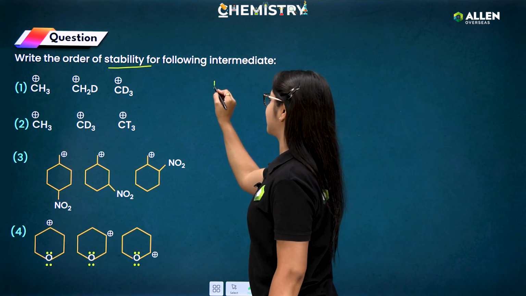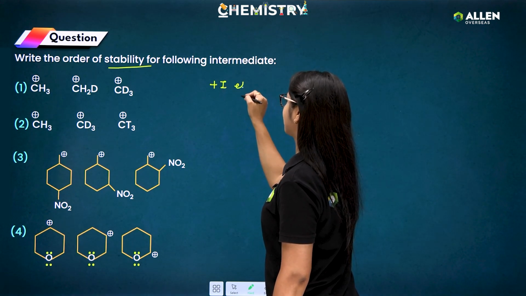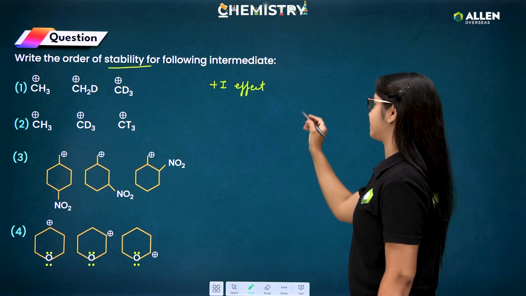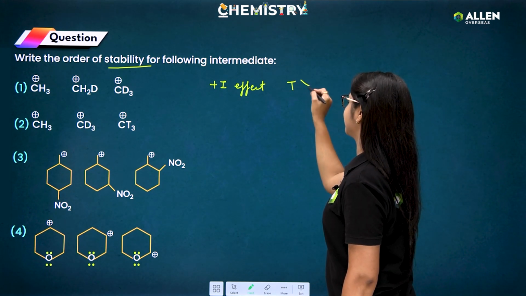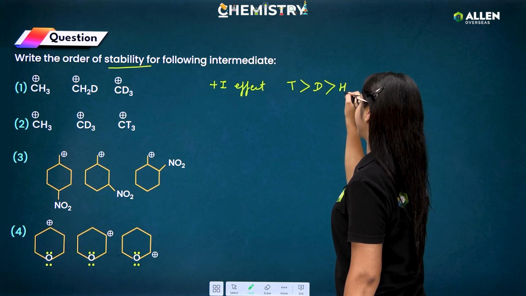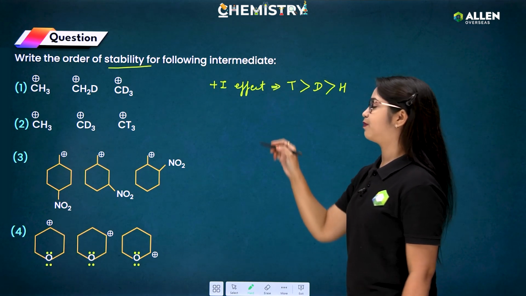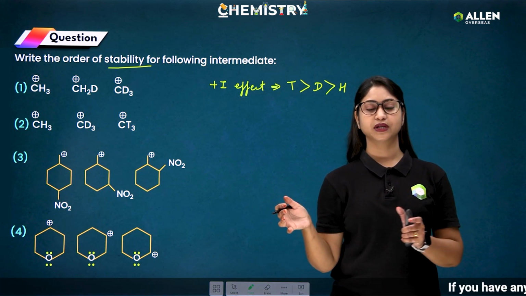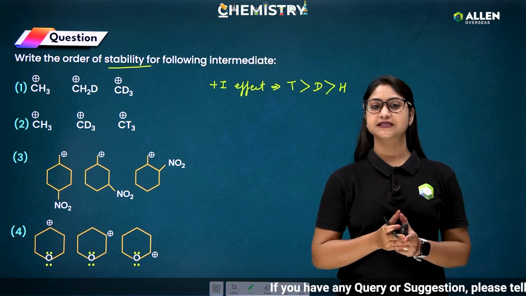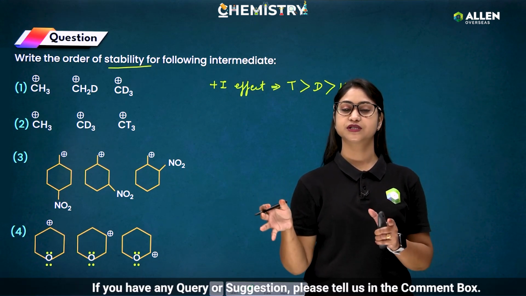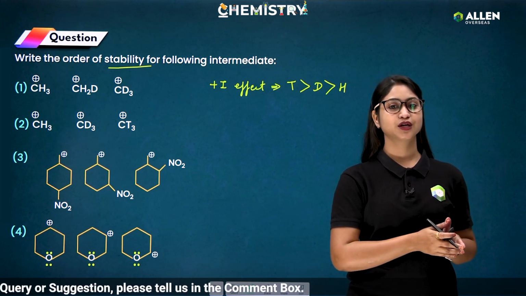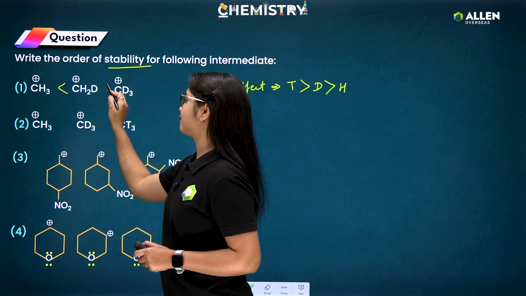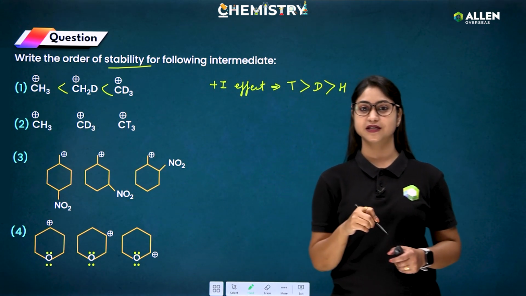If I talk about the plus I effect order for hydrogen, deuterium and tritium, the three isotopes of hydrogen, then plus I of tritium is maximum, then deuterium, and then for hydrogen it is least. This is the order for plus I effect for these three isotopes. That means if tritium is present in a carbocation, it will make the carbocation most stable as compared to deuterium and normal hydrogen. So as the number of deuterium increases, the stability of carbocation also increases because plus I effect is increasing.